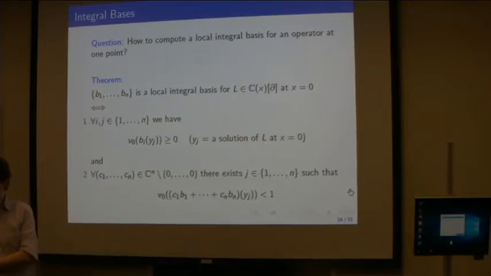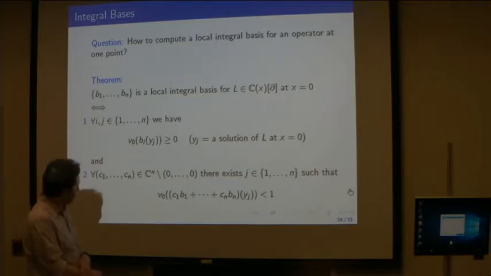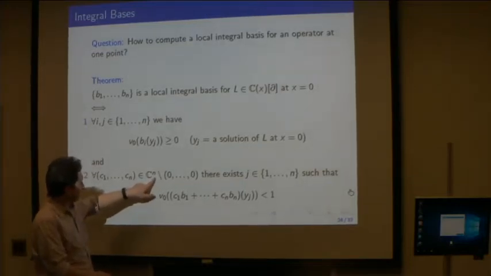But when you said this is for all C1 to Cn, that means you can pick any C1 to Cn, anything you want? You said for all, not for some. Because it doesn't matter, because the valuation only depends on B1 to Bn and not the coefficients. I see. Maybe I forgot x here.